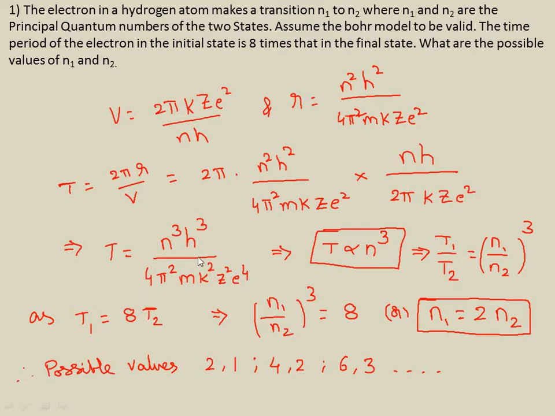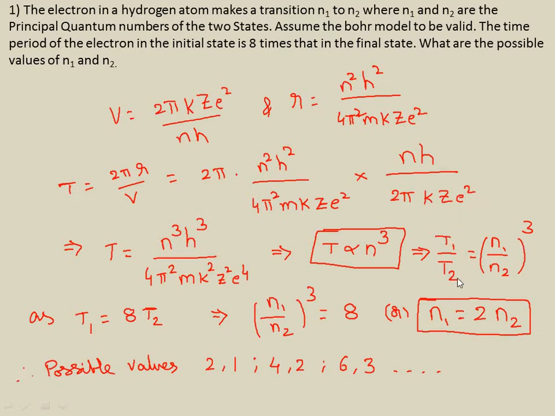In this entire expression for the time period, h is a constant, Planck's constant, m is the mass of the electron, k is 1 by 4π epsilon naught, Z is the atomic number, e is the charge of the electron, and 4π is a constant. So all these are constants. Now can I write this entire expression as T proportional to n³? Hence for two different states, T1 by T2 equal to (n1 by n2) whole cube. Keep this aside.